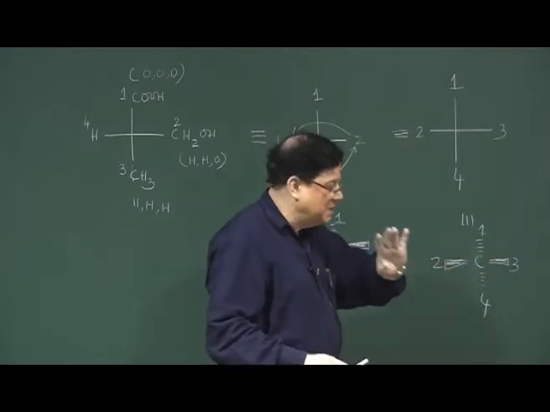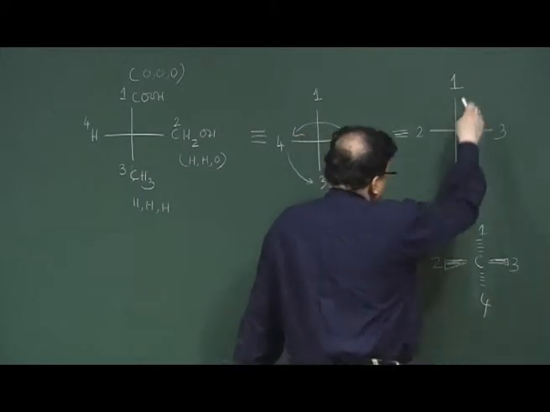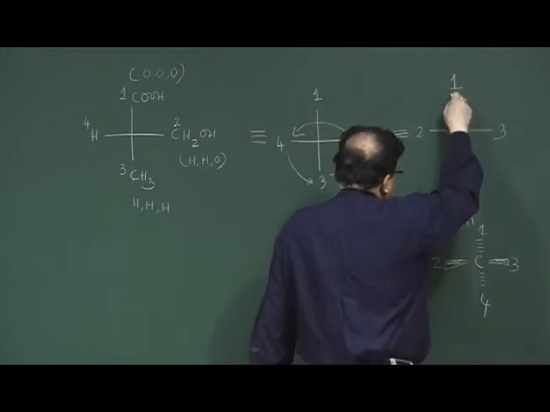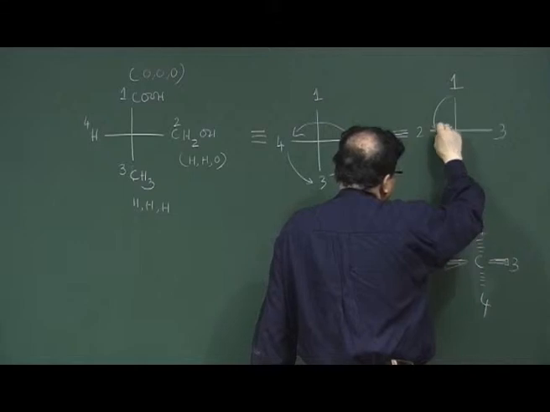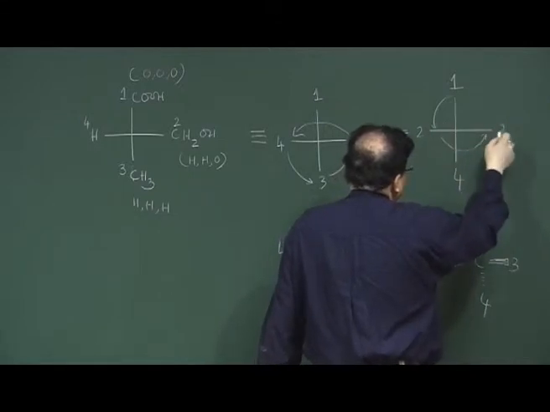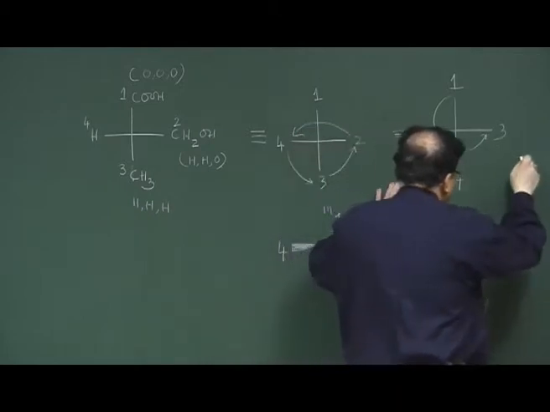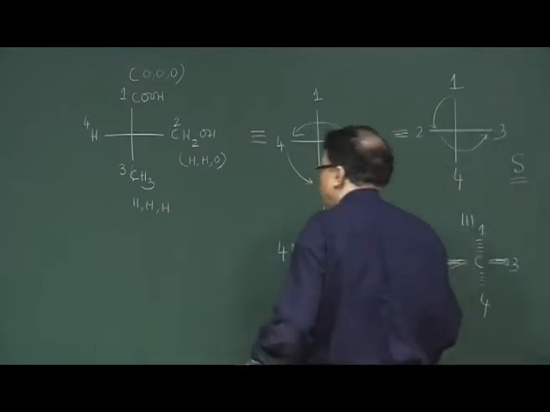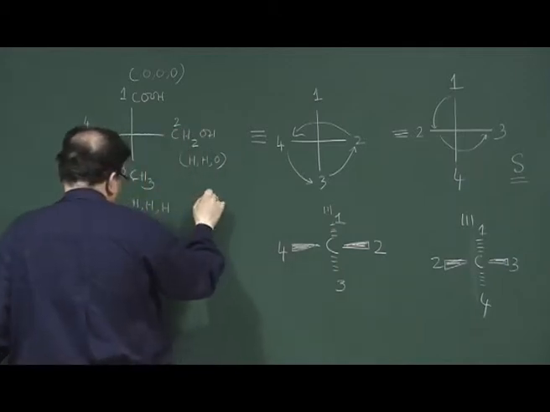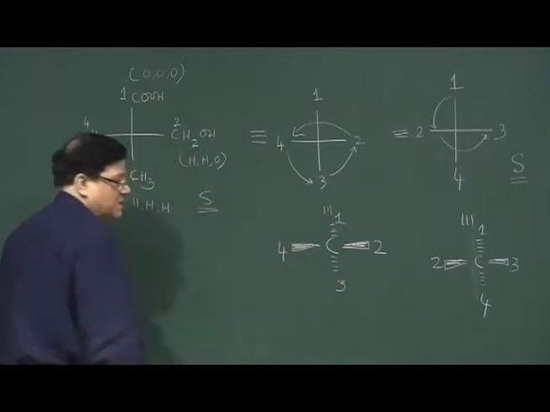It is alpha, that means it is away from you. So, now what is the configuration of this system? 1 to 2 to 3. That means it is in the anti-clockwise sense. So, this is the S configuration. So, the result is that this molecule that was drawn was in the S configuration.